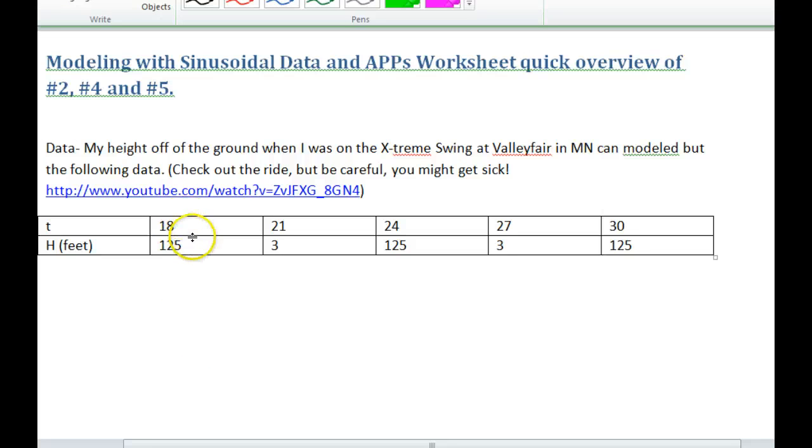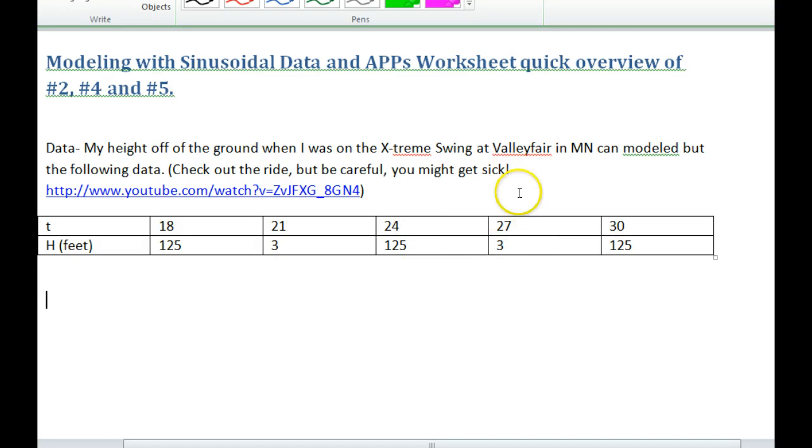Okay, so here's my height off the ground. 125 feet is its maximum height. I start at 18 seconds because it starts off slower and then gets to its maximum at that value. And then at 21 seconds, we're back down near the ground, 3 feet above the ground, and then so on. So there's my data and my height off the ground.